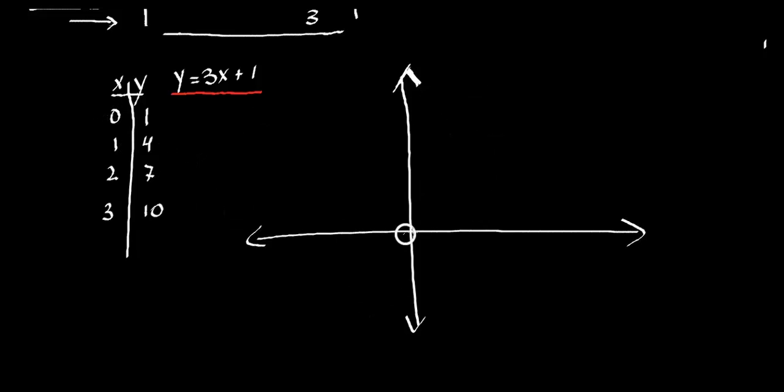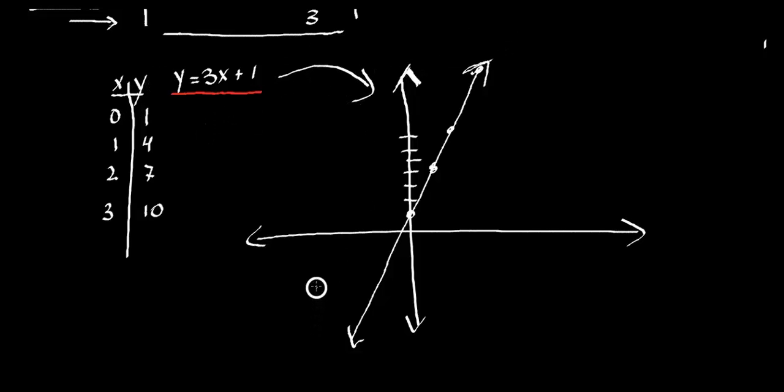Okay, so 0, 1, 1, 2, 3, 4. I always want to make tick marks. 5, 6, 7, and then 3, 6, 10. Well, roughly it looks like that, roughly. Okay, great. So this is right there.